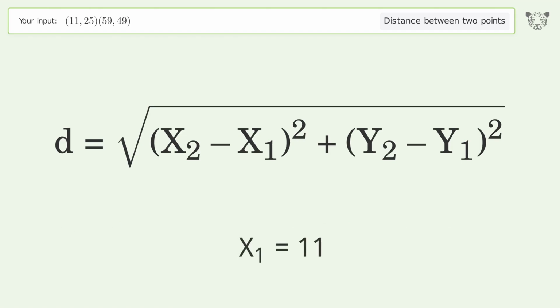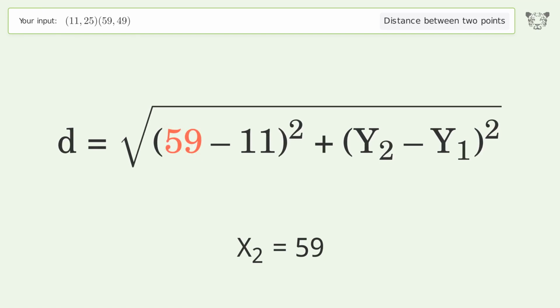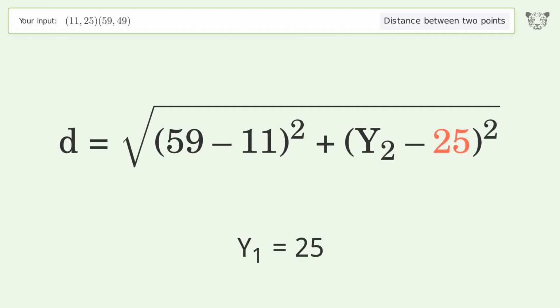x1 equals 11. x2 equals 59. y1 equals 25. y2 equals 49.